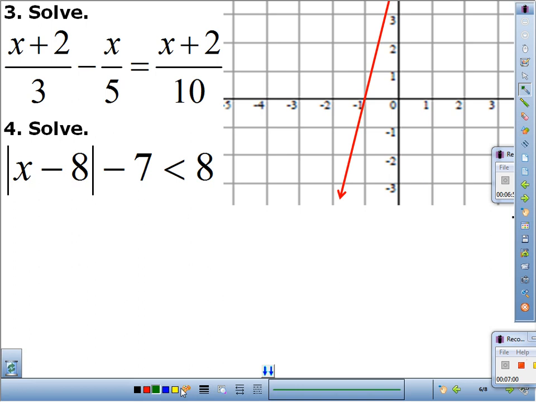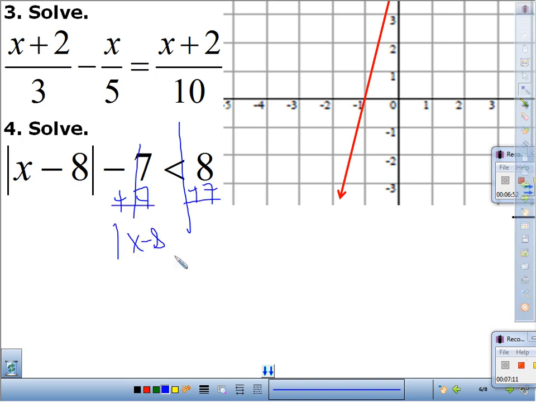Here we go. Line down the inequality symbol. To leave the absolute value by itself, I need to add 7. Add 7. We got absolute value x minus 8 less than 15. Is there anything else outside the absolute value? No. So at this point, I write two inequalities.